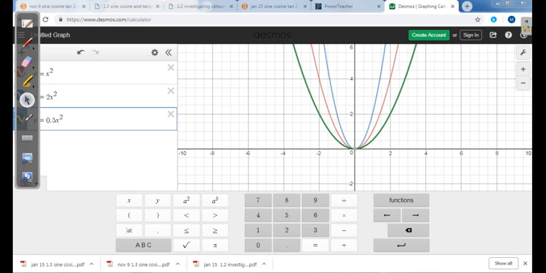So what's happening is that 2 right there, that's multiplied by the x squared, is causing my graph to vertically stretch. So that 2 that you see multiplied by the x squared is causing my original function to vertically stretch.